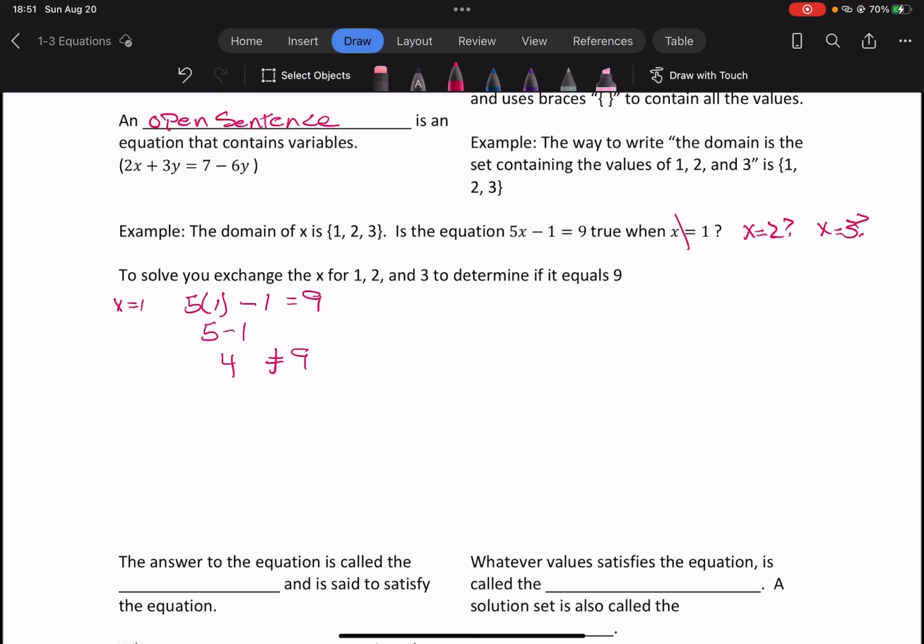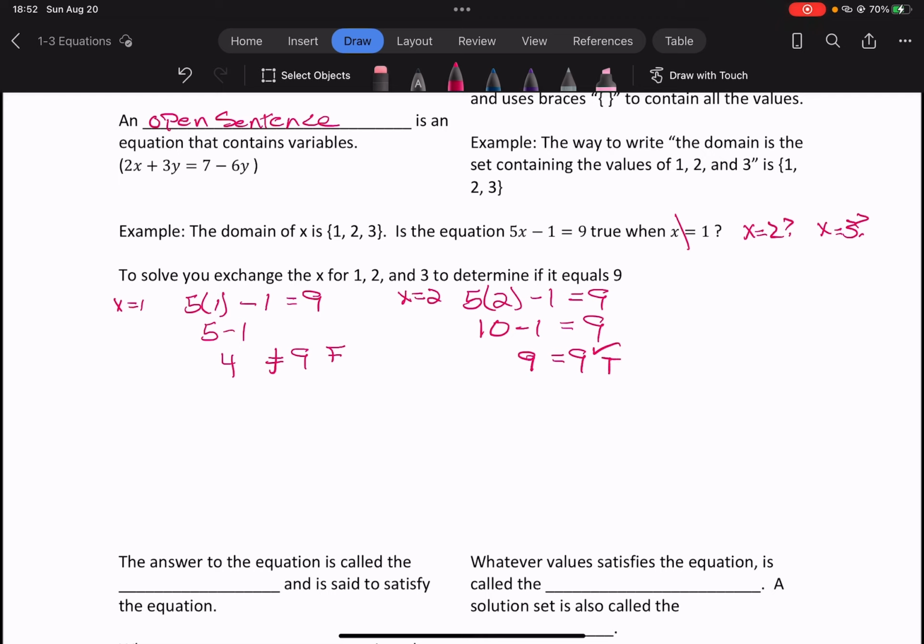What about 2? So I'll say, x equals 2. 5 times 2 minus 1. Does that equal 9? We can put an F there for false for the previous one. 5 times 2 is 10. 10 minus 1. Does that equal 9? Well, 10 minus 1 is 9, and 9 does equal 9. I put a check and a true.